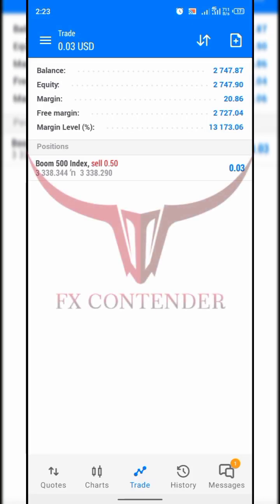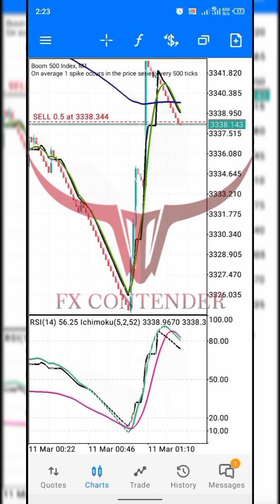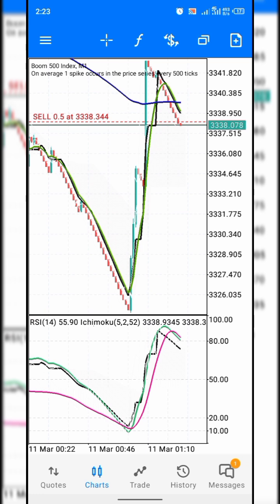Okay guys, this is FX Contender and I will be teaching you how to make $10 every day on the synthetic forex market today. Before we start, I'd like to show you some indicators that you are going to need for this strategy to make $10 on the forex market every day. So without further ado, let's get started.